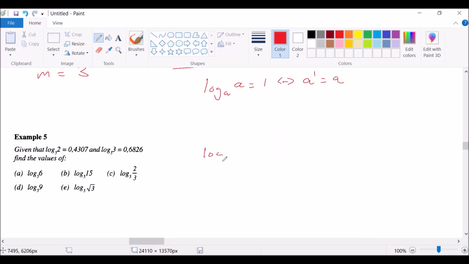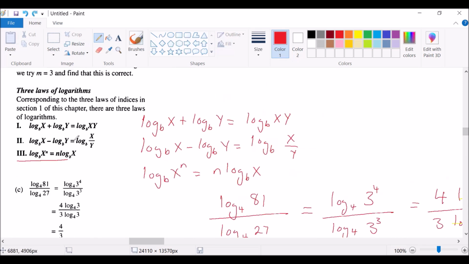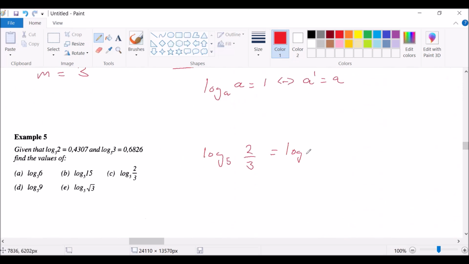For C, log to base 5 of 2 over 3. We use the second law and we subtract the logs of the numbers. So we say log to base 5 of 2 minus log to base 5 of 3, which is 0.4307 minus 0.6826, which will give us minus 0.2519 as our answer.